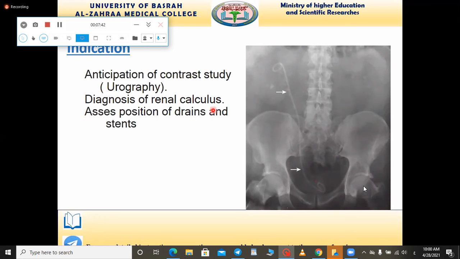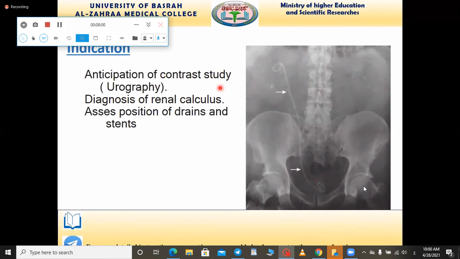So what is the indication in doing KUB? First indication is in anticipation of a contrast study. Later we will study how we do urography. Before we have any contrast study, we should do a KUB film.